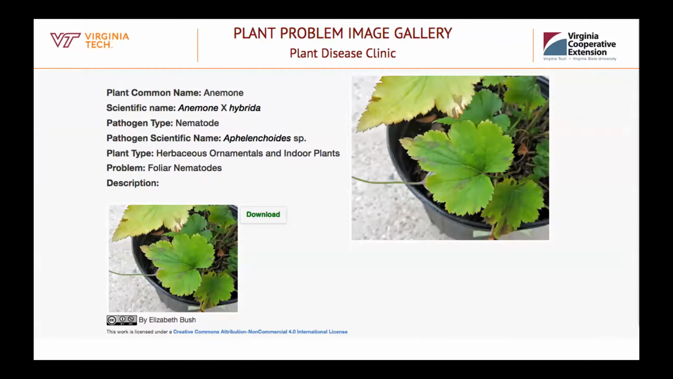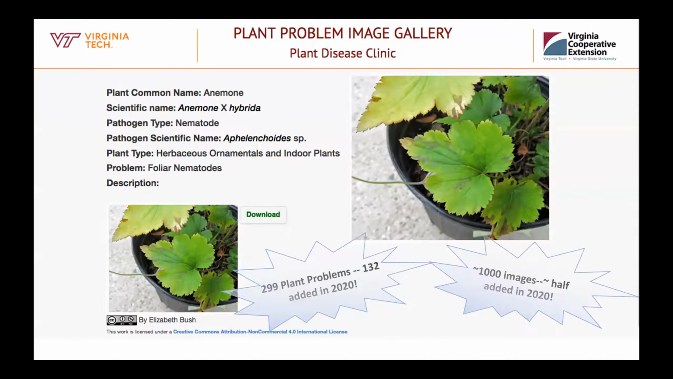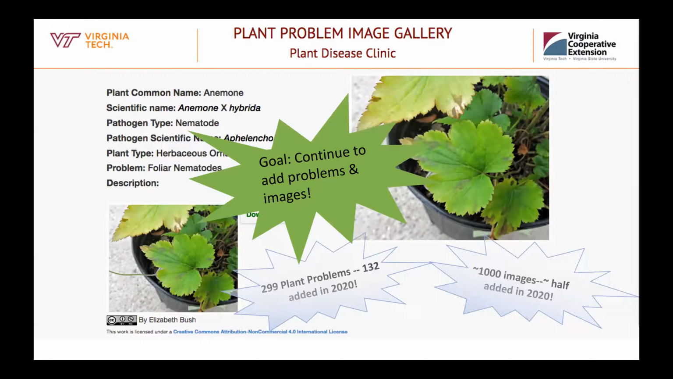So here's actually foliar nematodes on anemone. That's another example. And this past year in 2020, we've about doubled the number of plant problems and the number of images in the database. And our goal is to continue to add problems and images because basically we have a whole diagnostic career worth of images. So I think this will be a good resource going forward.